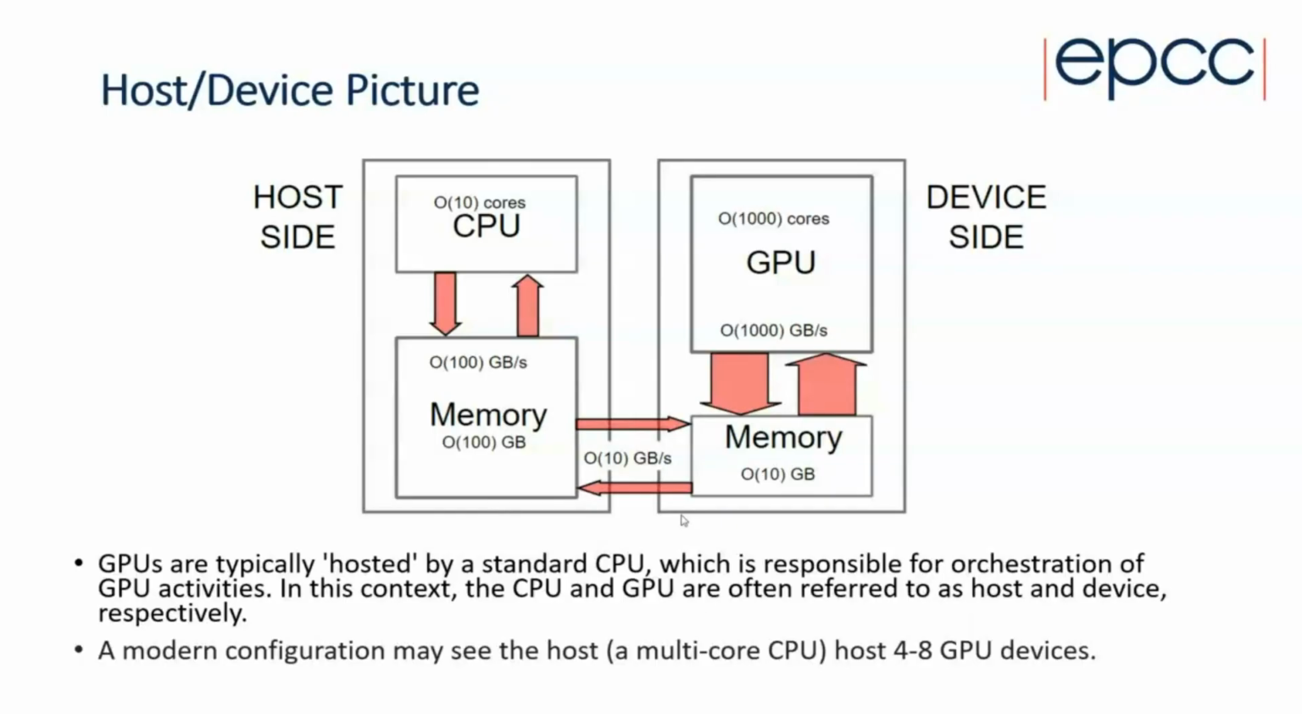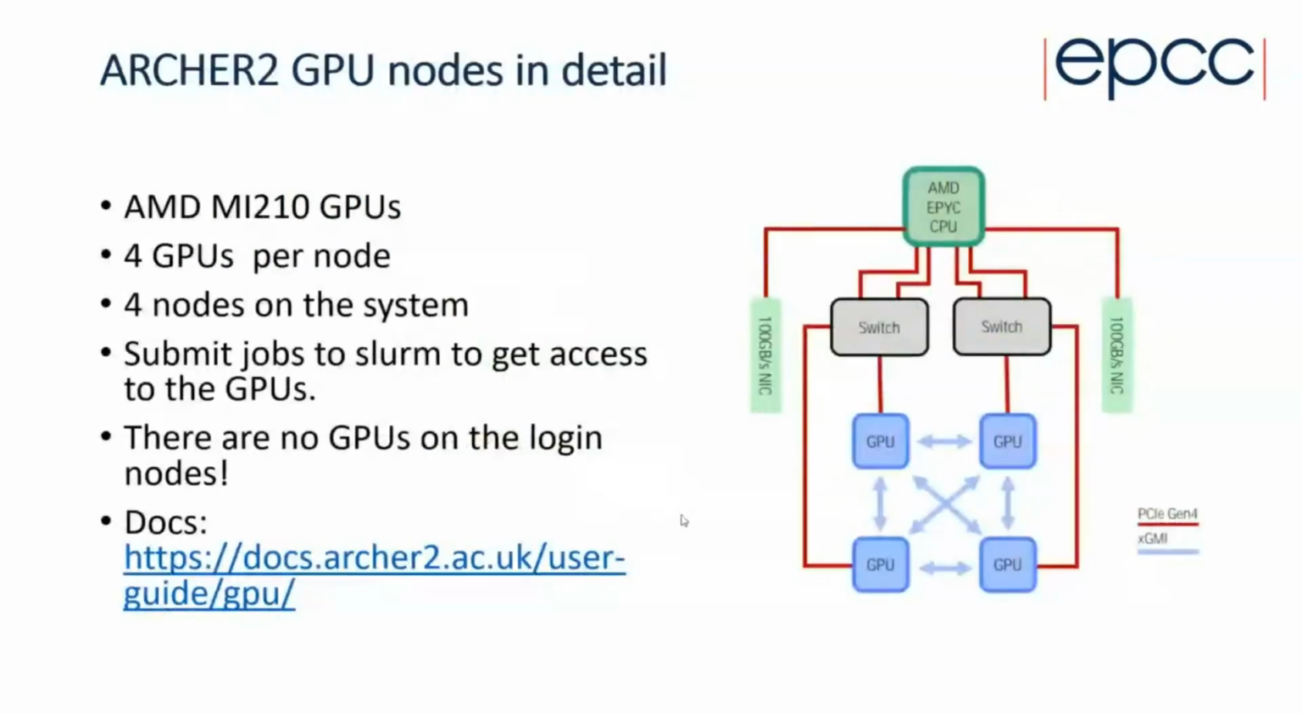And in modern configurations of the hardware, you'll often see nodes with 4 or 8 GPU devices and maybe 1 or 2 CPUs associated with them. So this is a schematic of the ARCHER2 nodes you can get access to. This is a 4 GPU per node. There's only 1 CPU.